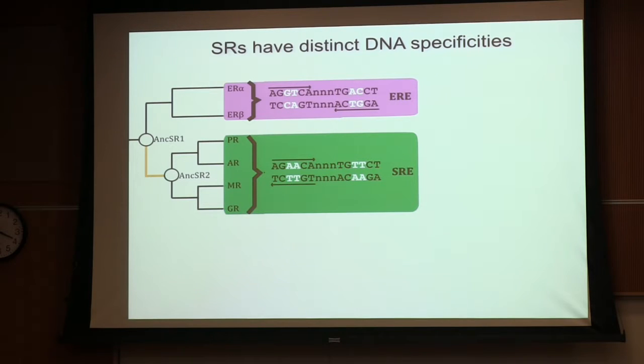ChIP-seq experiments show that this nicely characterizes the preferred sites. Then the other clade are the receptors for other steroids: progesterone, androgen, mineralocorticoid, and glucocorticoids. They also bind a palindrome with the same structure, except it differs at the two central nucleotides. Instead of having GT as in the ERE, the so-called SRE, steroid response element, binds not GT, but AA.